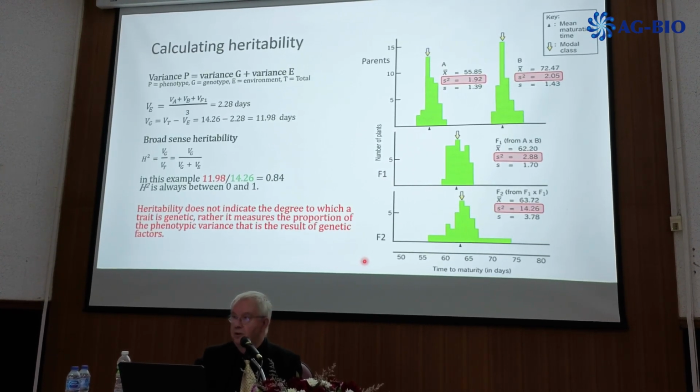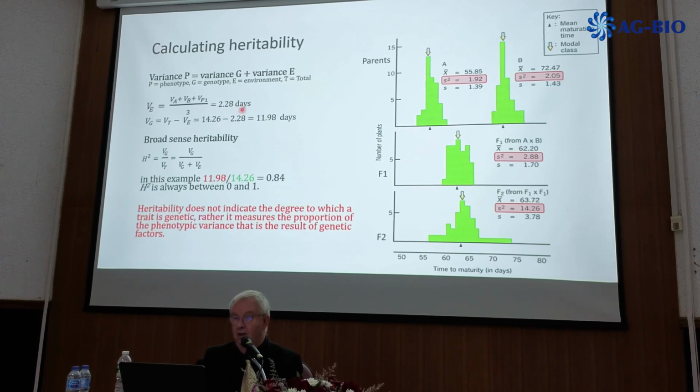Now, what everybody does who works with QTL mapping in crop species, we always want to calculate the heritability because we want to know how much of our observed variation is due to the genetics. For that, we use this formula. This is a so-called broad sense heritability. So we look first for the variance of the environment. So you take this variance plus that variance plus that variance, you average them, and you get 2.28 days is the average of the three variances.